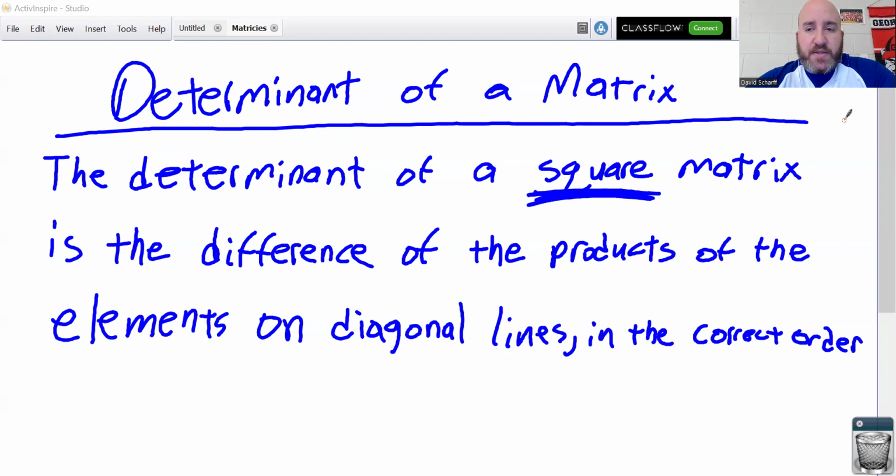And the determinant is the difference of the products for a 2x2. For a 3x3, it's actually the sum of products, which we'll look at in a minute, of the elements on diagonal lines. Remember, elements are just the individual numbers in the matrix in the correct order. Very wordy, doesn't really help you. Really just got to see it in action.